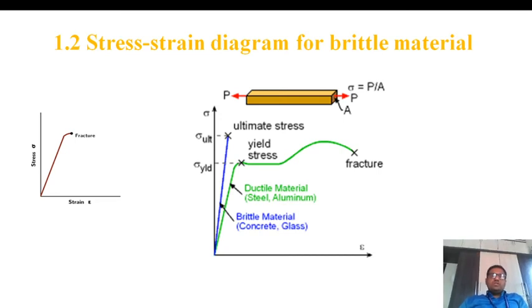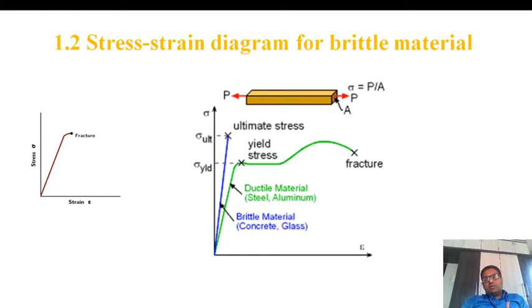Next, stress versus strain diagram for brittle material. For that, first of all, see the left side diagram. In the left side diagram, we have drawn stress on the y-axis and strain on the x-axis, and the right side diagram is the combination of the stress strain diagram for ductile as well as for brittle material. Here you can see the diagram in blue color is for the brittle material like concrete and glass, and the diagram in green color is for the ductile material like steel and aluminium. So just note down the difference between the two diagrams.